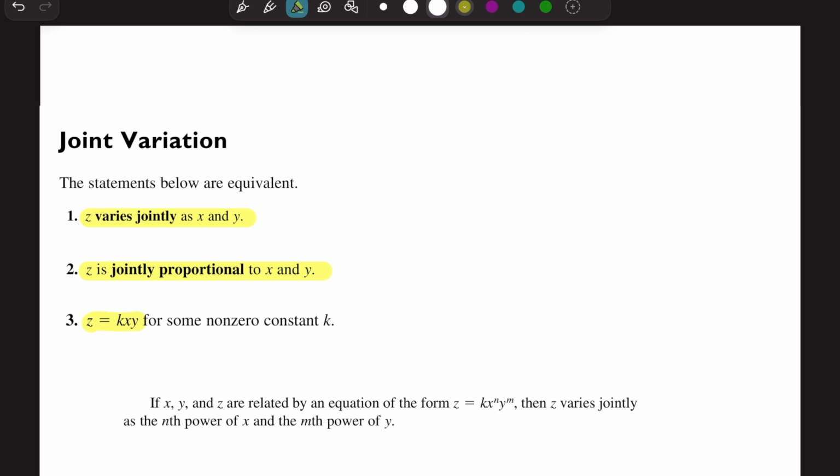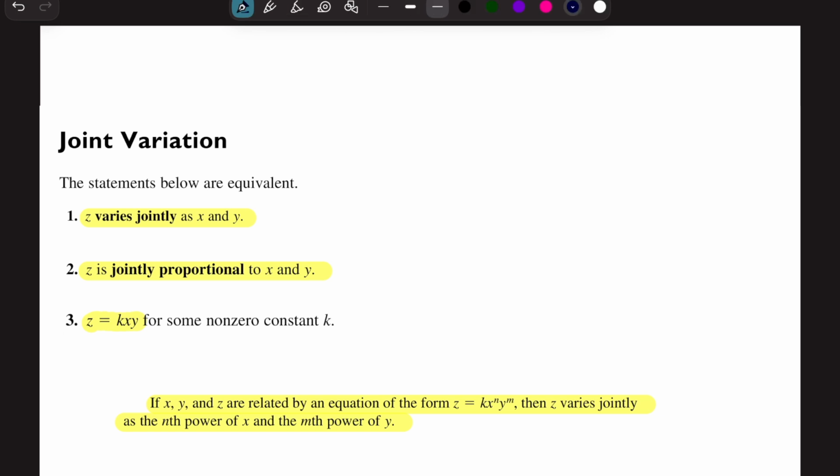And so this is just a situation kind of like combined, where we have multiple independent variables. So X and Y are variables. But joint variation is always just straight multiplication. Okay, so it's almost like direct, just with multiple variables. And just like direct, your independent variables can be to powers, like the rolling ball example. So I could say Z varies jointly as the nth power of X and the mth power of Y, and that means Z equals K X to the n, Y to the m.